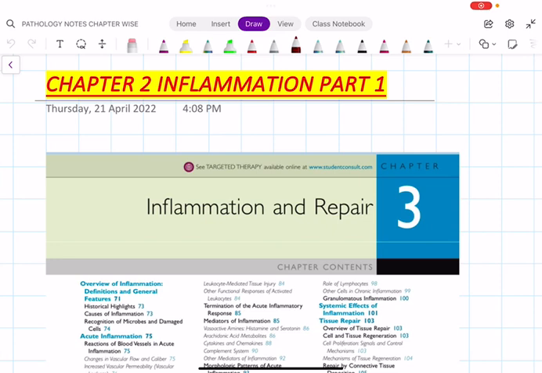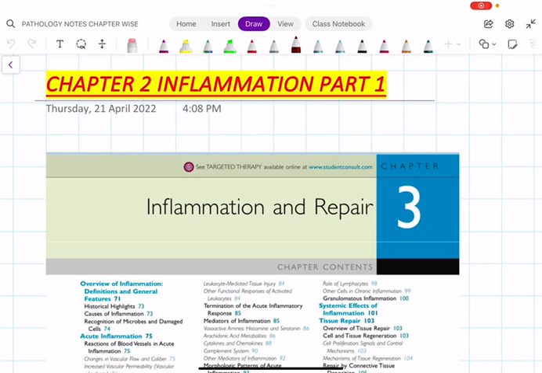Now we have entered chapter 3, inflammation and repair. Compared to the first and second chapter, it's a bit lengthy chapter. Why? Because we are going to discuss many things. And once you are okay with this chapter, you will understand that the whole pathology is based on this basic chapter. That is why we are considering these chapters as a part of general pathology.